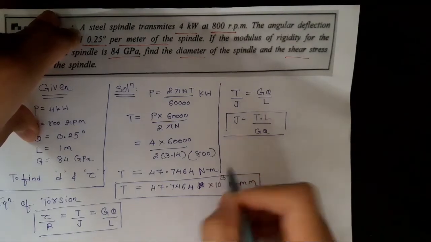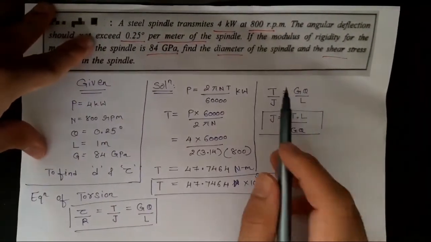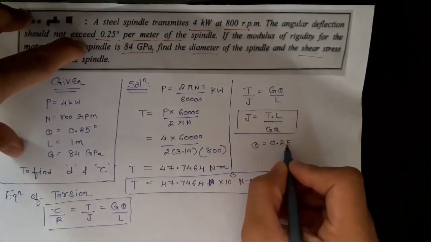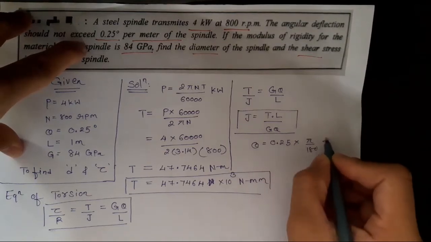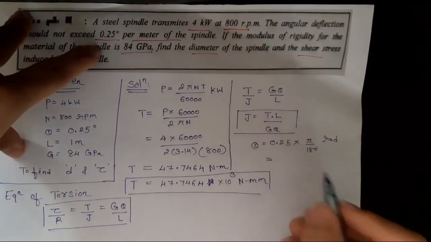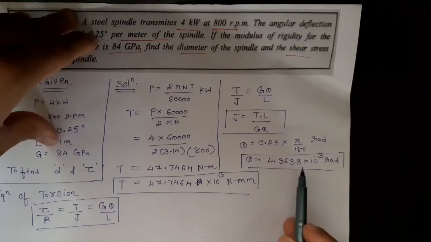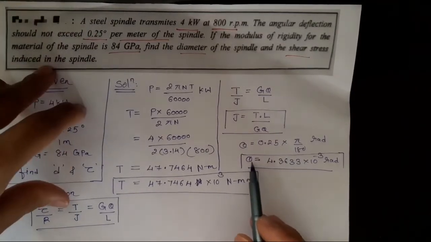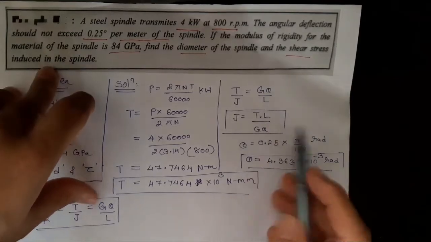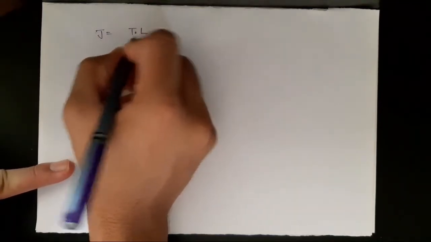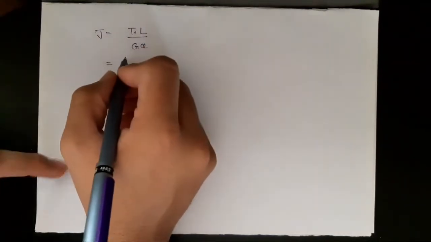First we will convert theta into radian, because in the torsion equation the value of theta must be in radian. Theta is given as 0.25 degree, so it is converted into radian by multiplying with pi by 180. You can calculate on the calculator. The value of theta in radian is 4.3633 into 10 raised to minus 3 radian. Now we will substitute theta, T, L, G in equation number 1. So J equals T into L upon G theta.